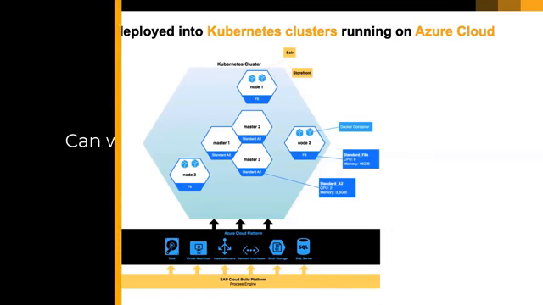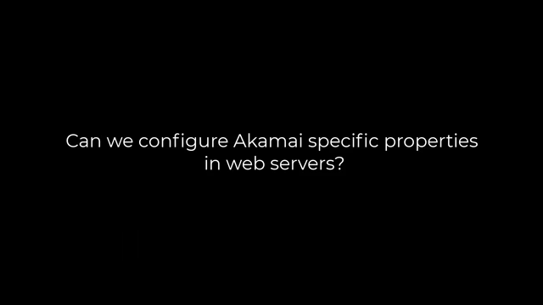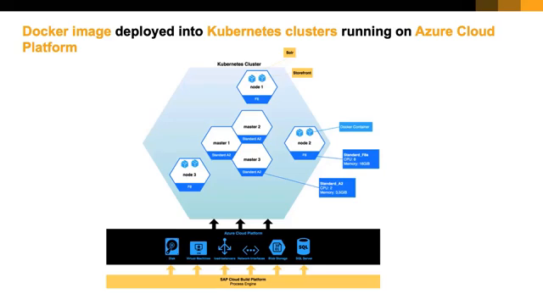Can we configure Akamai's specific properties in web servers? No, you cannot configure any additional configuration on the web server. The configurations that you can do on the Apache web servers are really limited. You can only configure redirect settings in Apache. You can't even configure rewrites, just redirects. So you cannot configure Akamai's specific properties in the web server.